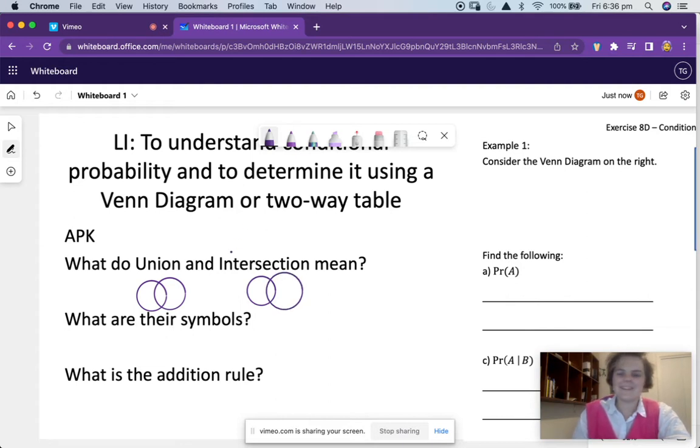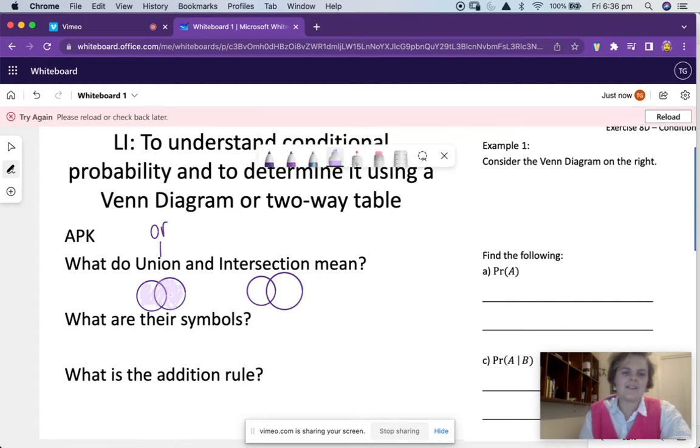All right, so union means or in a simple way. Or on a Venn diagram, it would mean everything in both options. So it's either in set A or in set B, both count. Intersection means and. So it has to be both. So it's this little section in the middle. They're symbols. I hope you're getting familiar with these ones now.